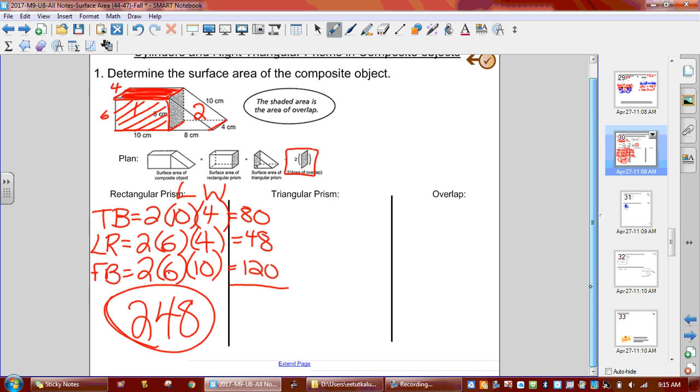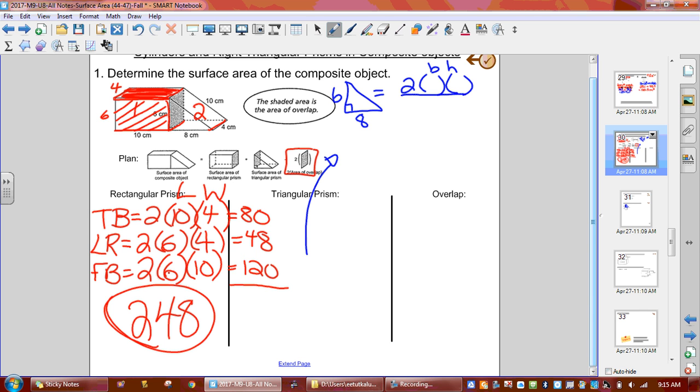And this triangular prism, remember, has 2 triangles, and the triangle has an 8 and a 6, and it's got 2 of them. So I'm just going to draw my work up here for the triangular prism. This is going to be 2 times base times height divided by 2, and we know our 2's cancel. So we need to put the base and height numbers in there. Well, the base is 8 that it's sitting on. The height is 6 going up and down. So we take 8 times 6, and we're going to get 48 for the triangles.